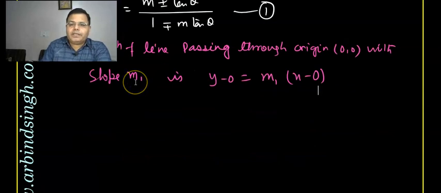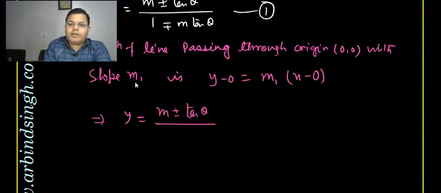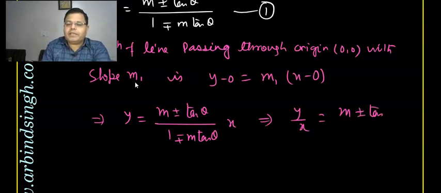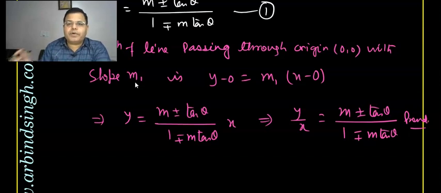And here, y is equal to m1, which is (m plus or minus tan theta) upon (1 minus or plus m tan theta), times (x minus 0). Therefore y by x is equal to (m plus or minus tan theta) upon (1 minus or plus m tan theta). This is the proof of this. I hope you got it.